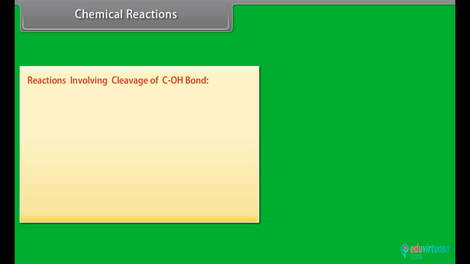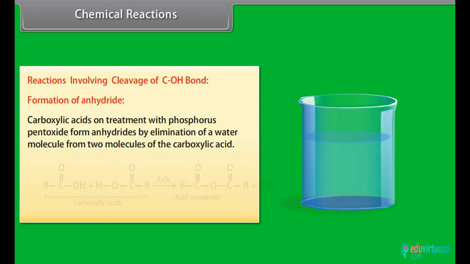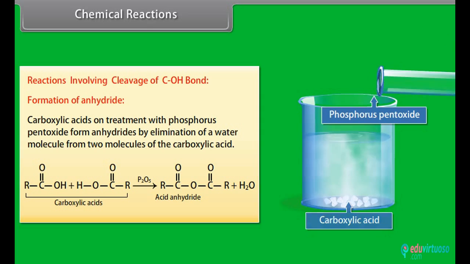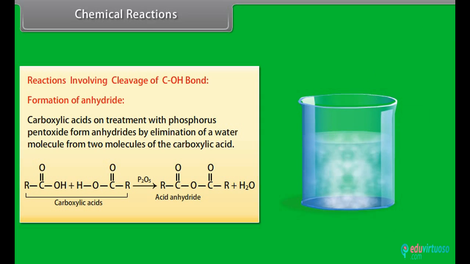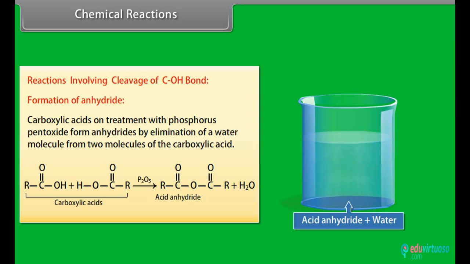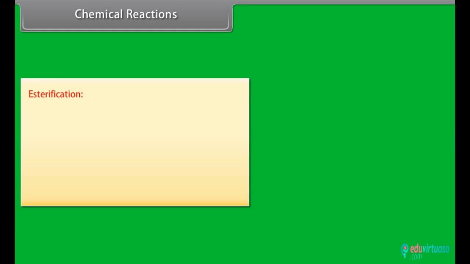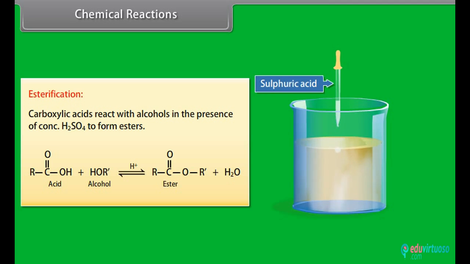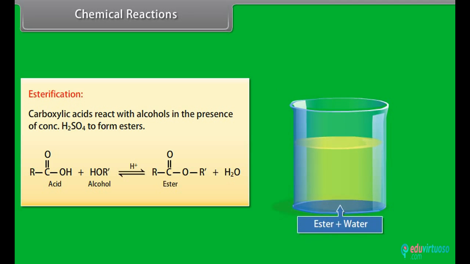Chemical reactions. Reactions involving cleavage of C-OH bond. Formation of anhydride. Carboxylic acids on treatment with phosphorus pentoxide form anhydrides by elimination of a water molecule from 2 molecules of the carboxylic acid. Esterification. Carboxylic acids react with alcohols in the presence of concentrated sulfuric acid to form esters.